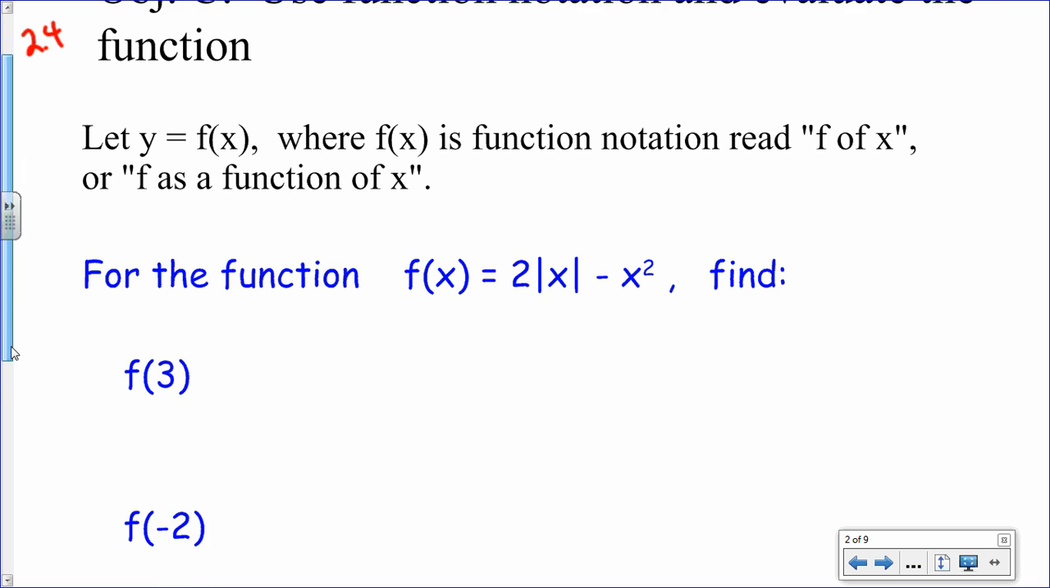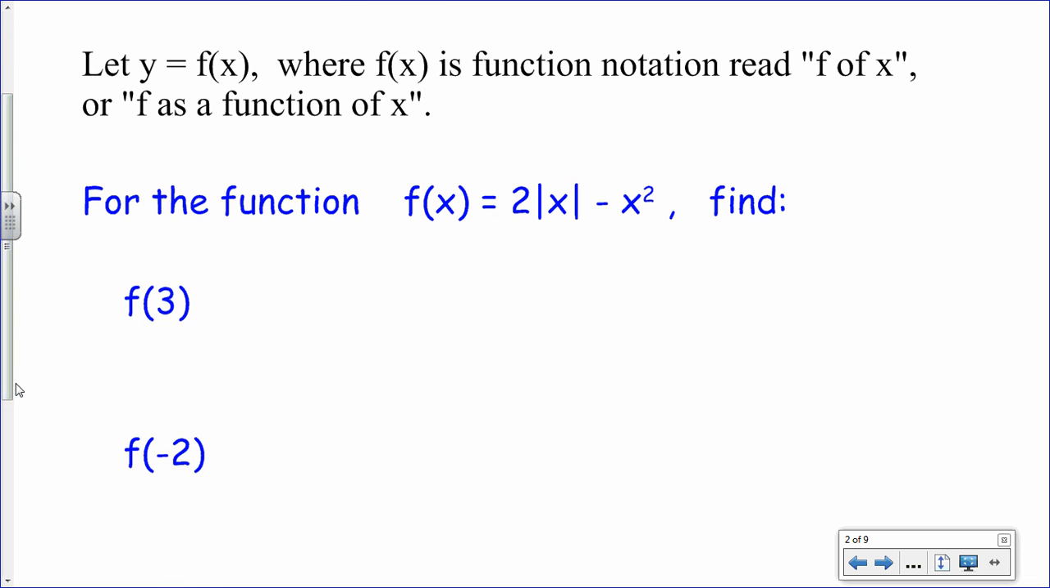Okay, so here, for this function, f of x equals 2 times the absolute value of x minus x squared, I want to find these values. So I'm plugging these numbers in for x. It's usually f of x, but now I'm given a specific value. So I'm going to evaluate and figure out what the number is.